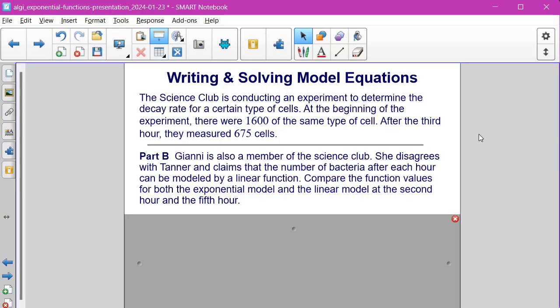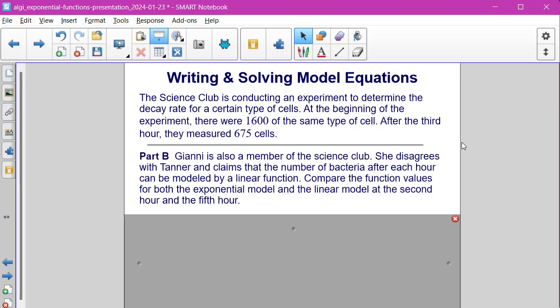Now let's look at part B. Gianni is also a member of the science club. She disagrees with Tanner and claims that the number of bacteria after each hour can be modeled by a linear function instead of an exponential one. Compare the function values for both the exponential model and the linear model at the 2nd hour and the 5th hour.